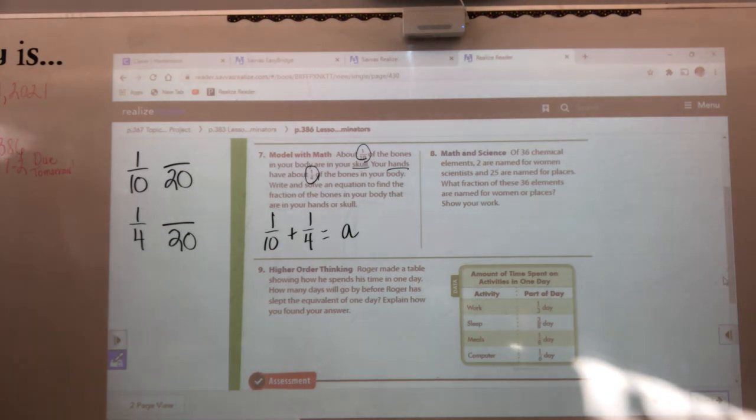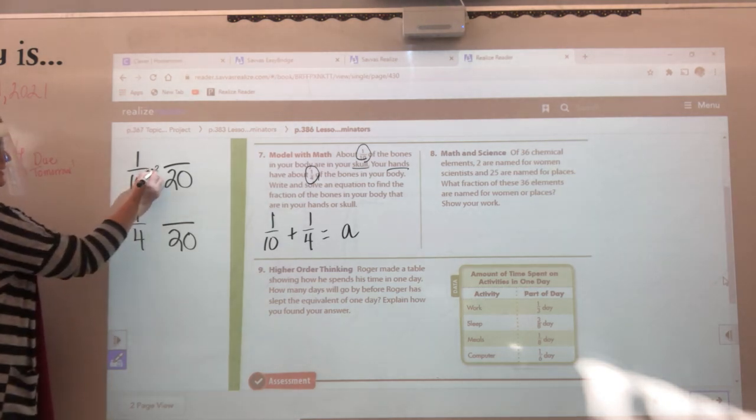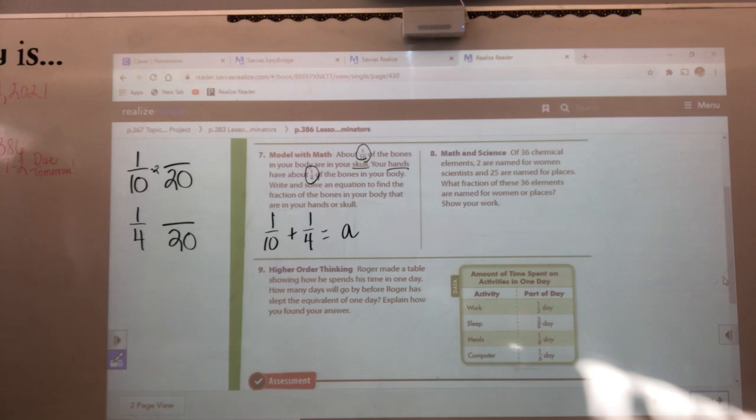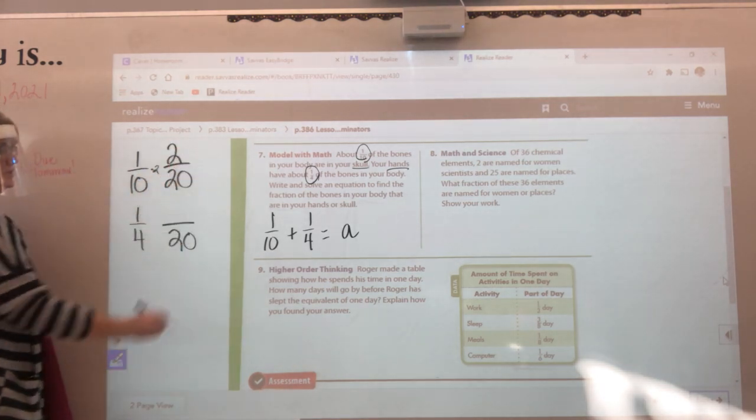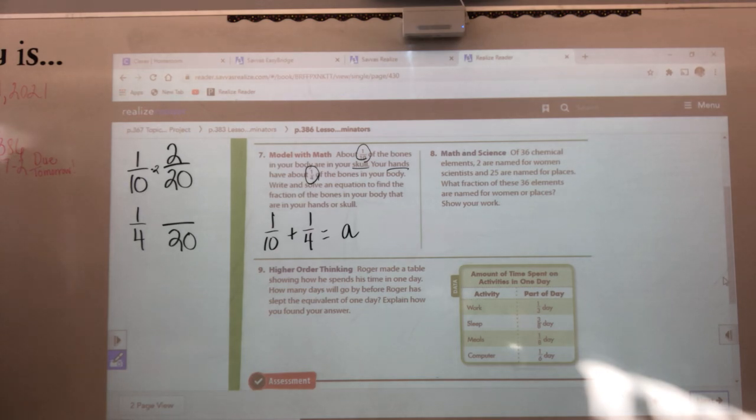Okay, I forgot what to do, Lainey. What do I do up here on the top fraction? Find out what you multiply by. Okay, what do I multiply by? How do you go from 10 to 20? Times 2. Yep, times 2. Good, Lainey. So if you multiply the bottom times 2, you got to multiply the top times 2. So 1 times 2 gets you 2. So far, that's what you should have on your paper.